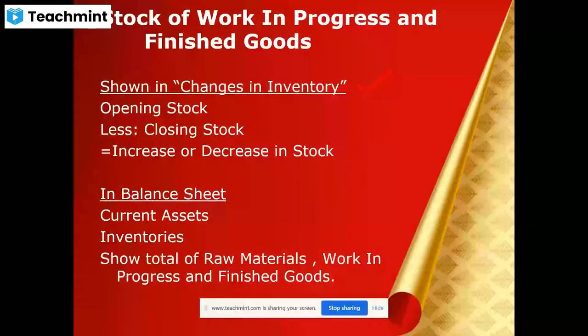Now these changes in inventory will be shown in the profit and loss account, and in the balance sheet we will show the stock of work in progress and the stock of raw materials under the head current assets. The subheading should be inventories, and there we will show the raw material stock, WIP stock, and finished goods stock. All three types of stock should be shown.